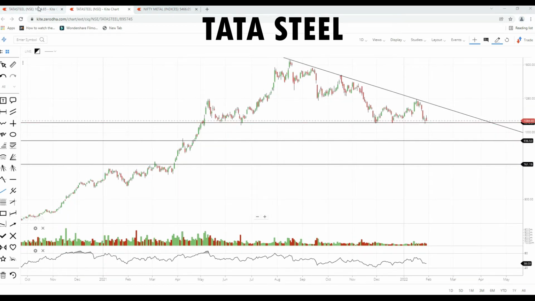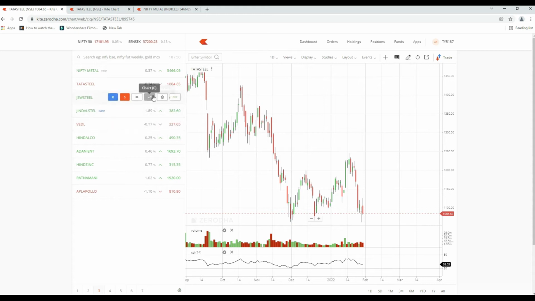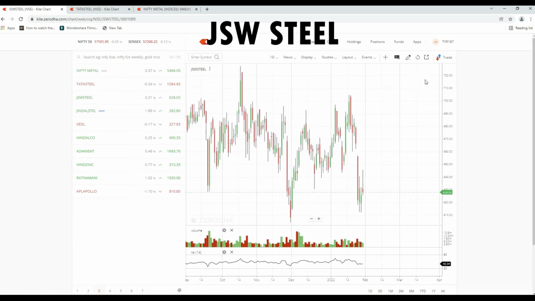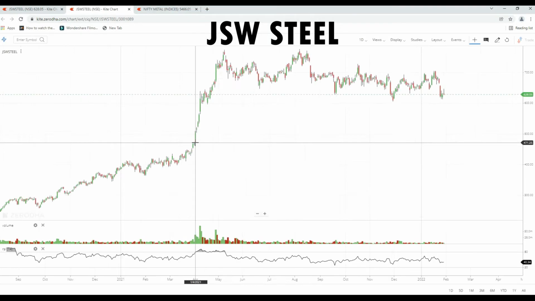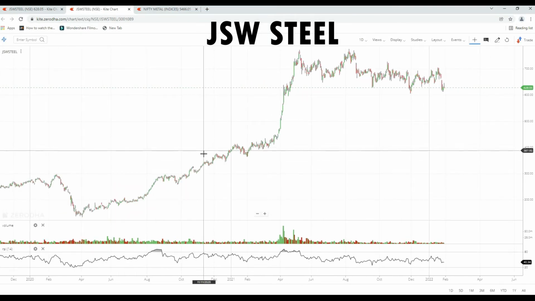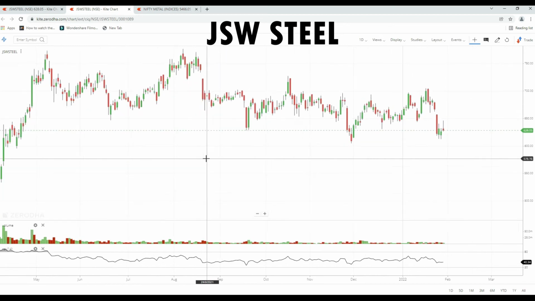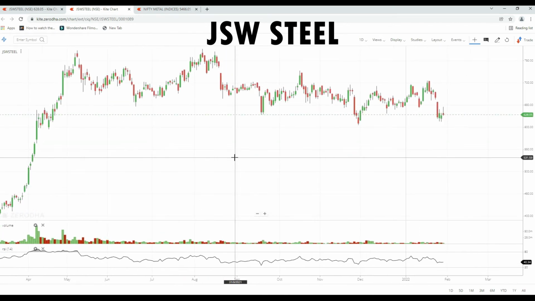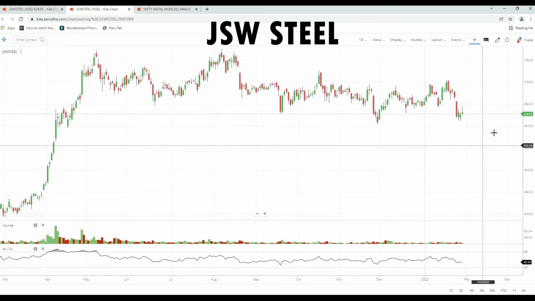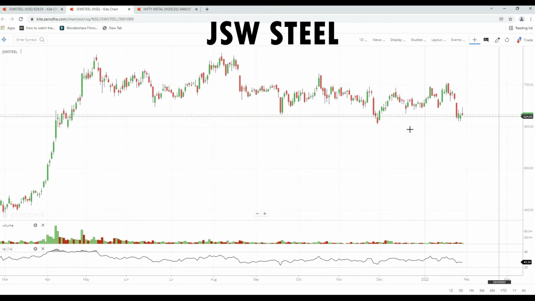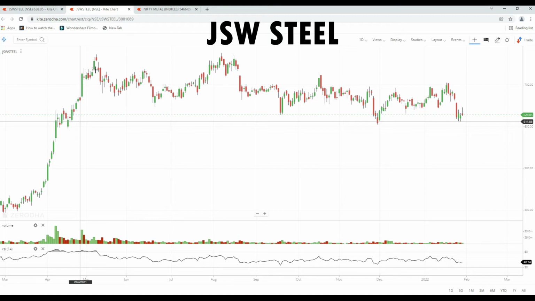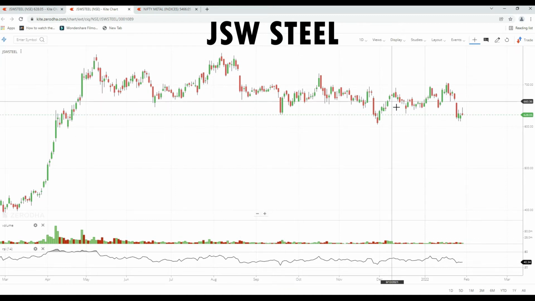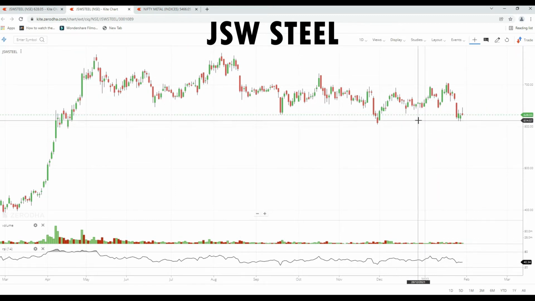The next stock is JSW Steel. JSW Steel is the king of this sector. I mean, it has a very big cap. This particular stock is in a range, like the Nifty Metal index. You see, wherever the market is heading, it is not obeying it. It is just in its simple range. Either it has to break up or it has to break down.